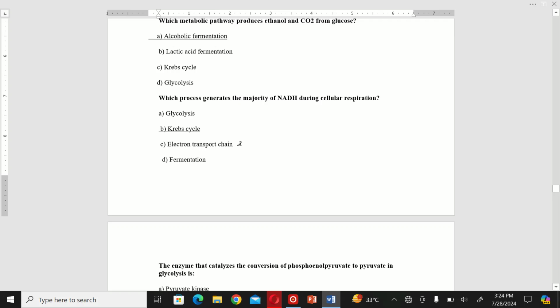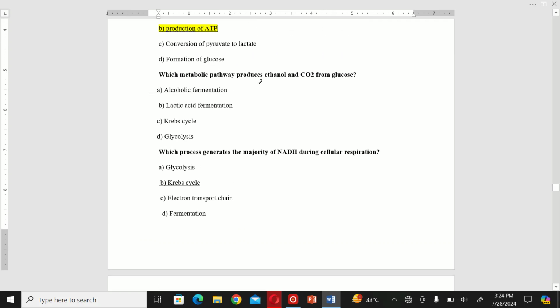The next MCQ: which metabolic pathway produces ethanol and CO2 from glucose? A. Alcoholic fermentation, B. Lactic acid fermentation, C. Krebs cycle, D. Glycolysis. So the correct option is B.